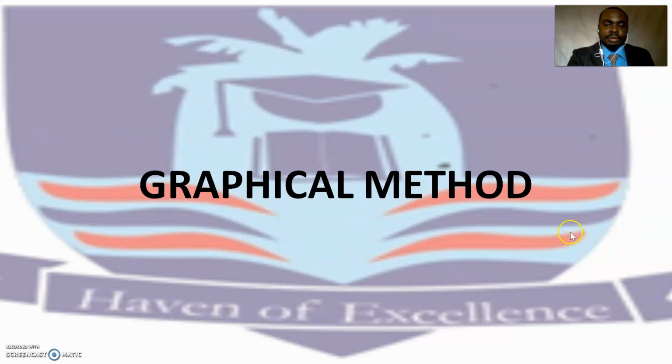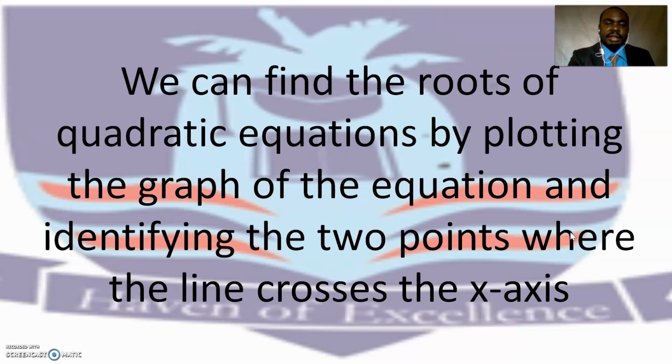Graphical method. Every function can be represented on a graph. When you have a function y equal to a function of x, it can always be represented on a graph. And the nature of the graph depends on the nature of the function. When we have quadratic functions, it always has a U shape, either a U shape or an N shape.